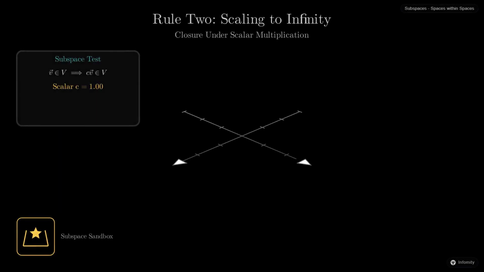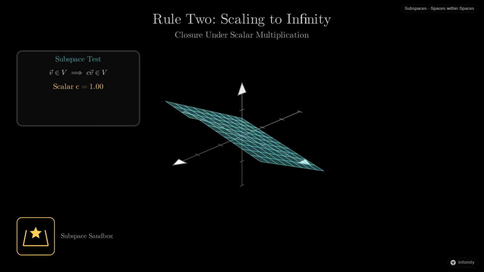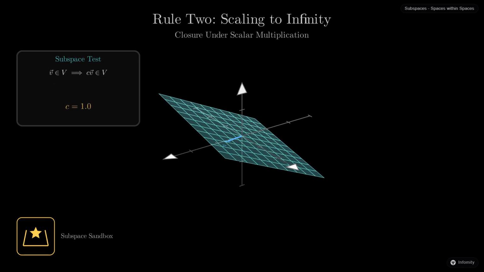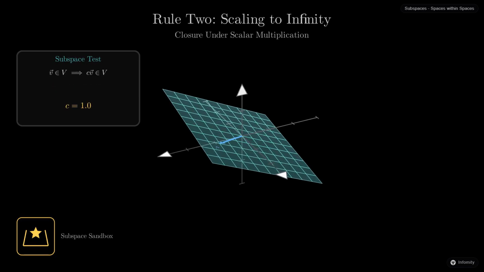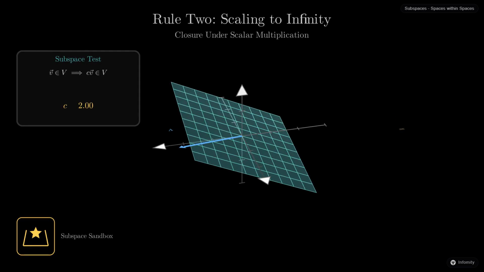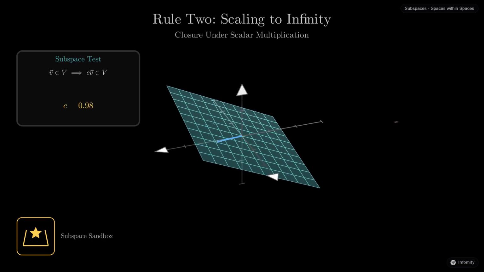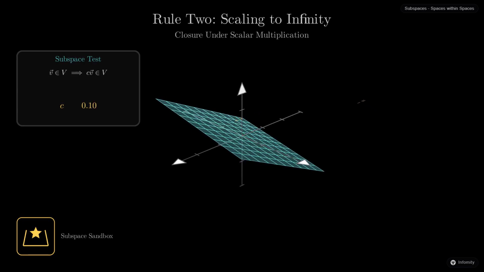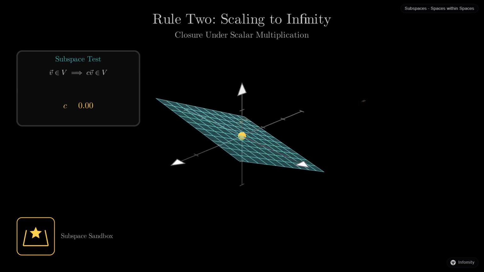Now we must test the second rule, closure under scalar multiplication. Our goal is to see if stretching or shrinking a vector can force it off the plane. To do this, we take our vector v and multiply it by a scalar. As the scalar grows, the vector stretches outward along the plane. When we multiply by a negative number, it points in the opposite direction but still stays flat. However, there is a special scalar that holds a secret key to the entire concept of subspaces. It turns out that multiplying by 0 collapses our vector to a single critical point.